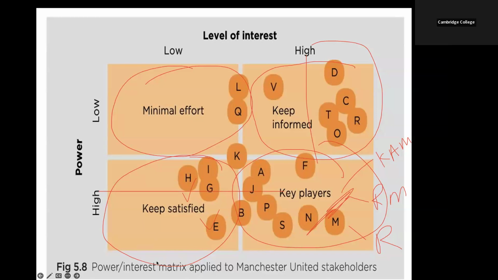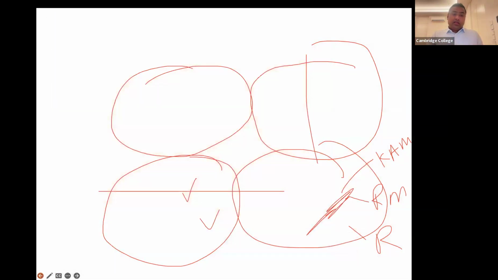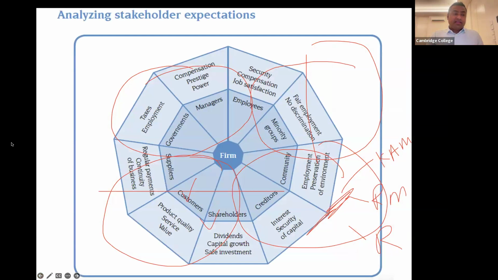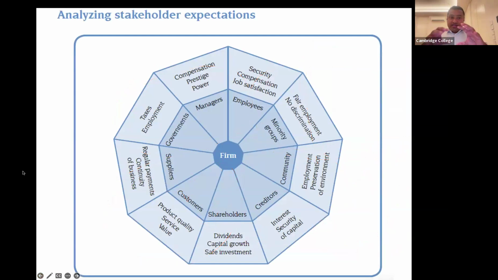So the power and interest matrix is a key theory for you to prioritize key stakeholders. The stakeholder expectation analysis is where you understand each stakeholder's expectations. And the map we did is to identify who are the internal, connected, and external stakeholders.